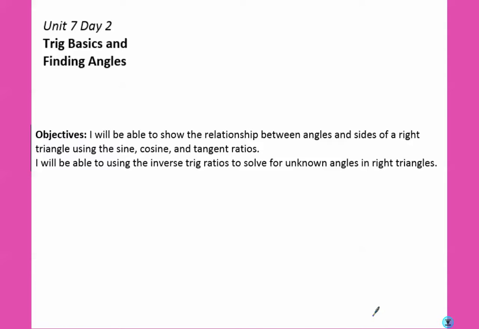All right, today we will be learning about trig basics and finding angles. For objectives, we will be able to show the relationship between angles and sides of a right triangle using sine, cosine, and tangent ratios. And we will be able to use the inverse trig ratios to solve for an unknown angle in a right triangle.